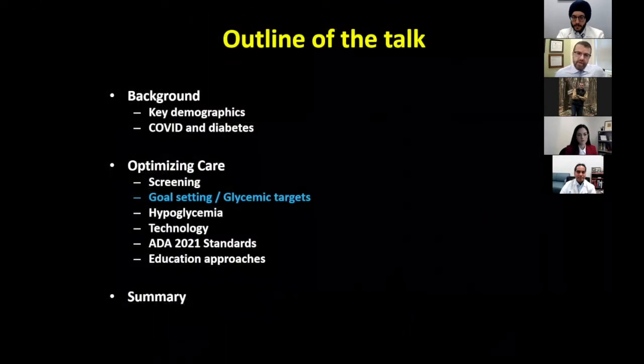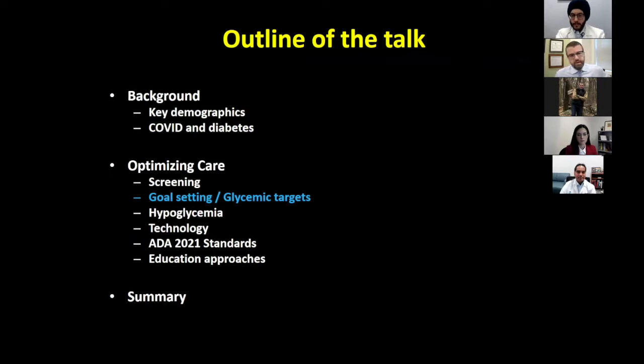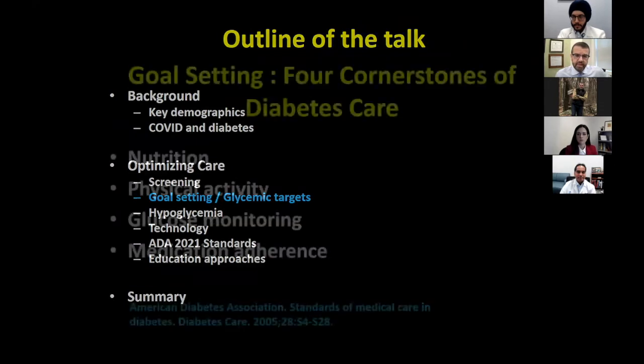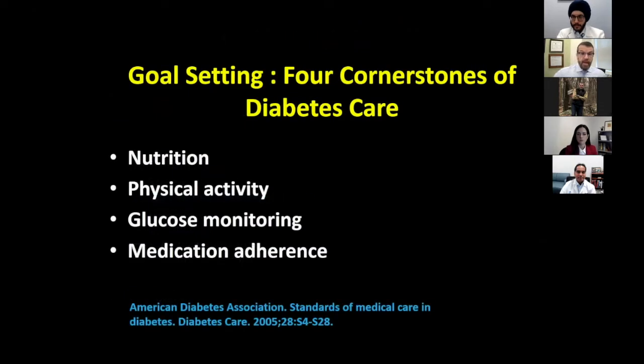So that's about screening. What about the real important bit, which is setting goals, setting glycemic targets for individuals as well. And I make no apologies for this. I think these 4 basics are the key in managing diabetes and helping get individuals on track. And I think if these 4 cornerstones of diabetes care are in place, the individual will get the right outcomes.